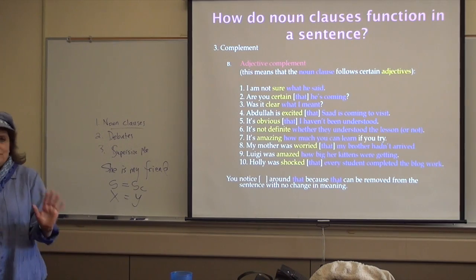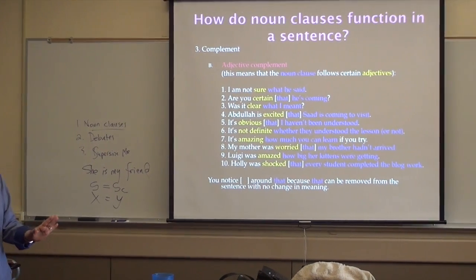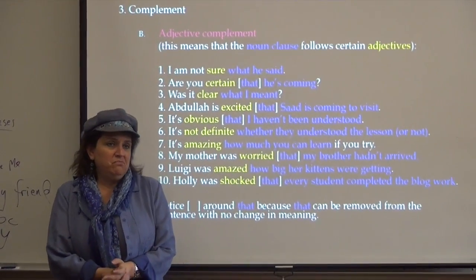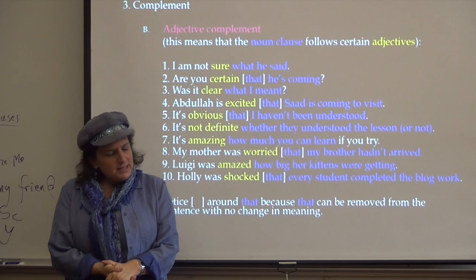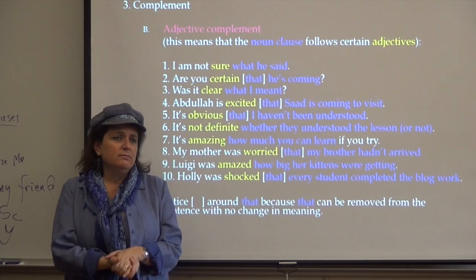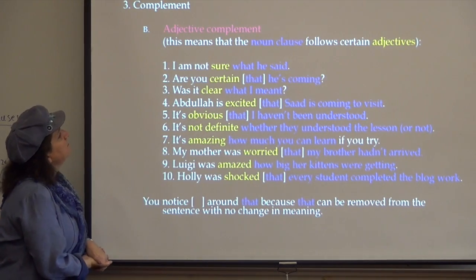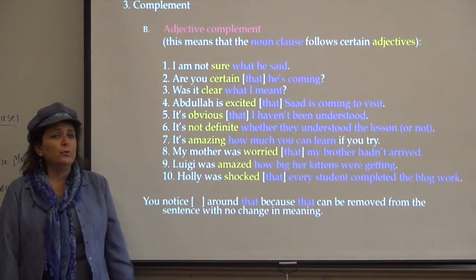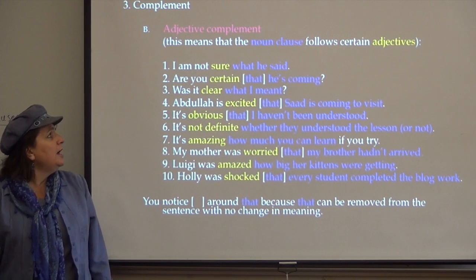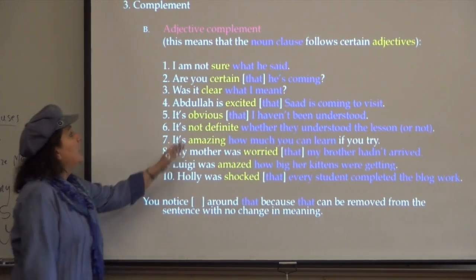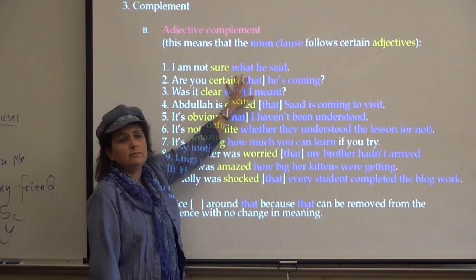Okay, what does that mean? Very simple. All it means is that the noun clause follows certain adjectives. So, my adjectives are in yellow, my noun clauses are in blue. So, I'm not sure what he said.